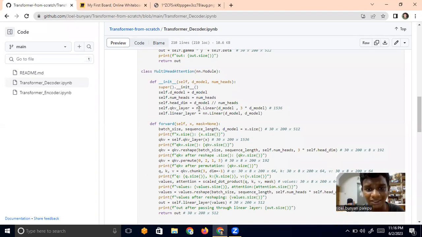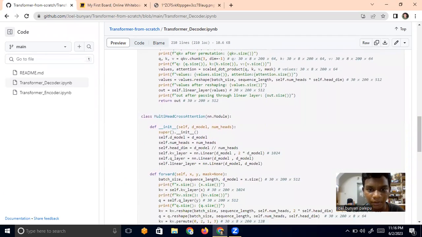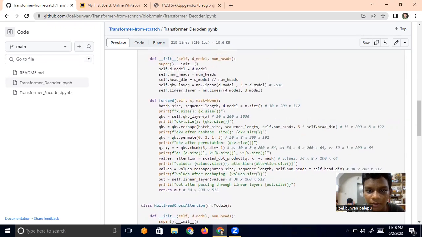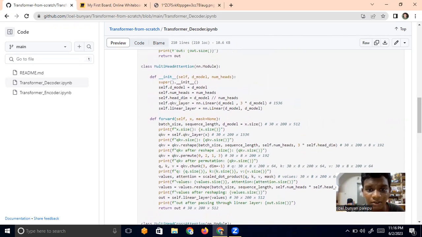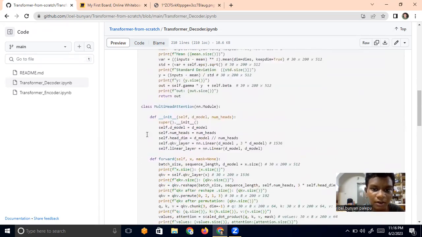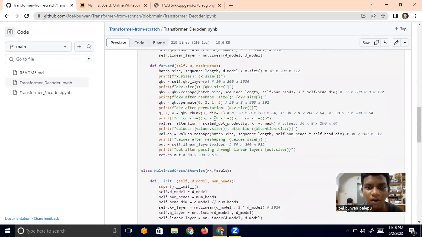So we have multi-head attention, which is again the normal attention, but we are going to add some masks. This is normal multi-head attention, and this is masked multi-head attention. First we are going to calculate scaled dot product from Q, K, V, and then also the mask.